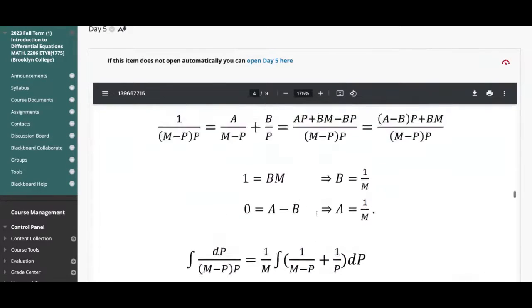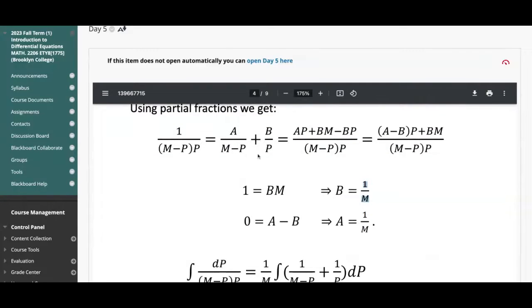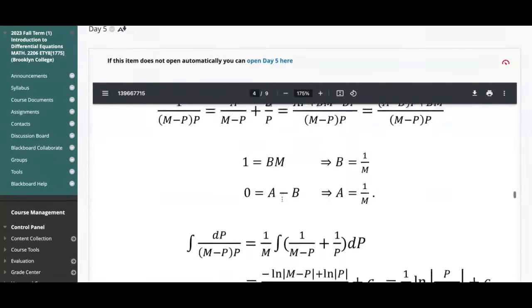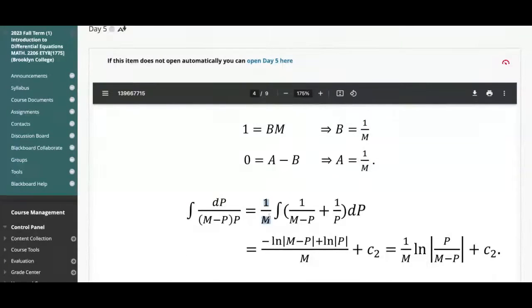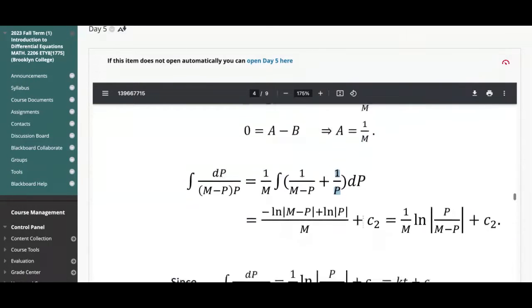So basically, you see 1 over m. So a is 1 over m. We can write it as 1 over m times (m minus p). And b also equals 1 over m, that's 1 over m times p. So we factor out 1 over m, and we have 1 over m times (1 over (m minus p) plus 1 over p) dp.